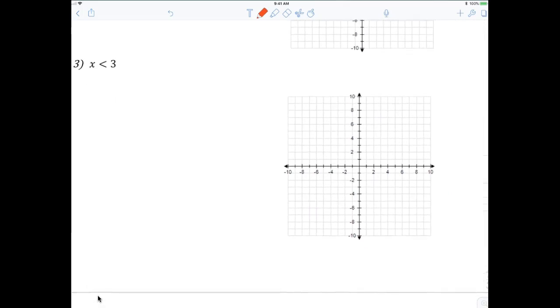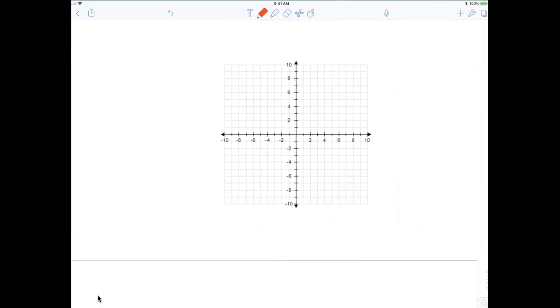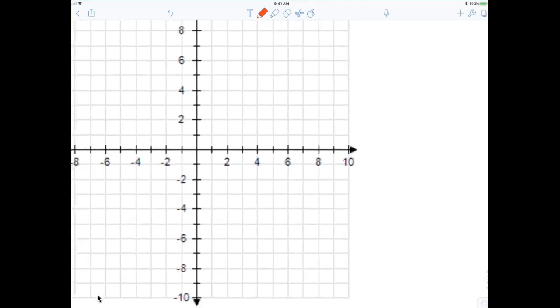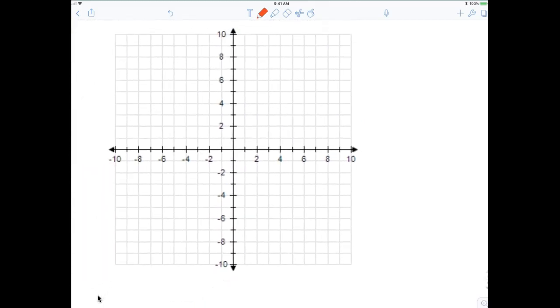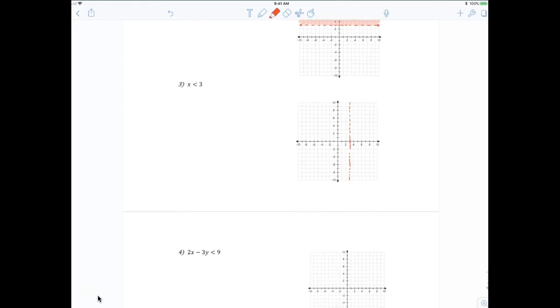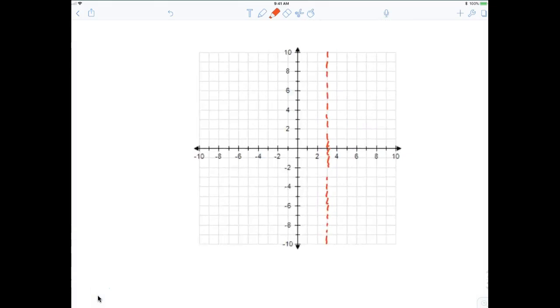All right, so here we go. x is less than 3. So in this case, we're going to draw what type of line? Vertical. Is it solid or is it broken? Dotted line. And then we're shading which direction this time? To the left. Of course, because left is less than. That is correct. Left is less than.